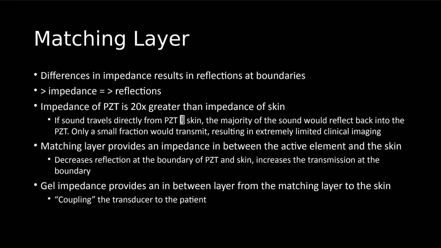So our matching layer provides this particular amount of impedance in between that active element and the skin, so that it's decreasing the amount of reflection that's occurring at that boundary, and it's allowing for some of it to continue traveling. Now, the same thing happens between the matching layer and the skin, right? The impedance between the matching layer and the impedance of the skin is still too much of a drastic boundary for that sound wave to travel through. So that's why we need gel. Gel is that middle ground impedance between the matching layer and the skin. And that's why it allows that sound wave to travel in, because not as much is being reflected at that drastic boundary.